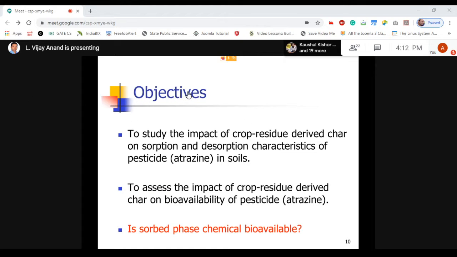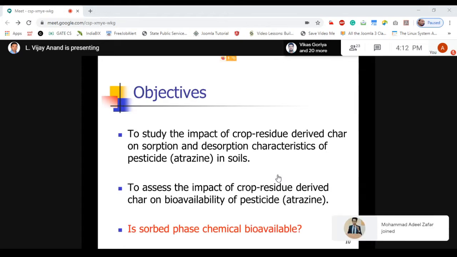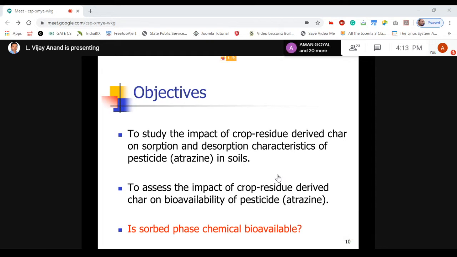Okay, so the goal of the study is to see how this crop residue derived char is going to affect the adsorption and desorption processes of pesticides in soils. And also, not only that, it can affect the bioavailability, the ability of microbes to degrade this contaminant, how it is going to affect the biodegradation potential of microorganisms of the selected pesticide. Okay, and one outstanding question in this area is, what happens to the adsorbed chemicals, whether adsorbed chemicals can be biodegraded or only aqueous phase chemicals are available for biodegradation? So that question is also the prime focus of this study.